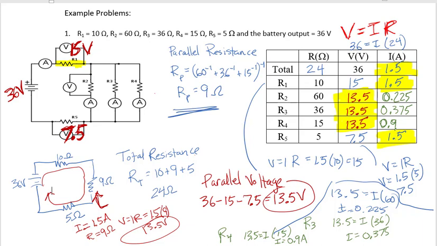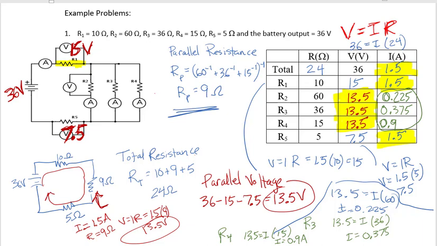And one thing I want you to notice here is that if we take these 3 values right here, they should add up to be 1.5. So if we take 0.225, 0.375, and 0.9, it should add up to be 1.5, and in fact it does. If you go and you check that, you can see that they add up. So a few checks here.